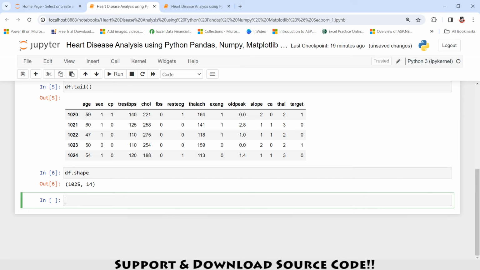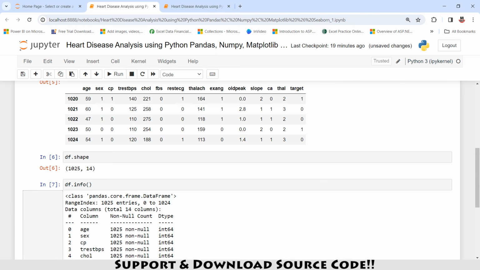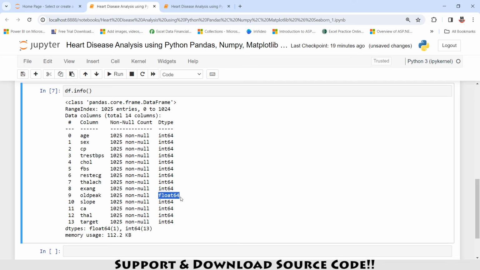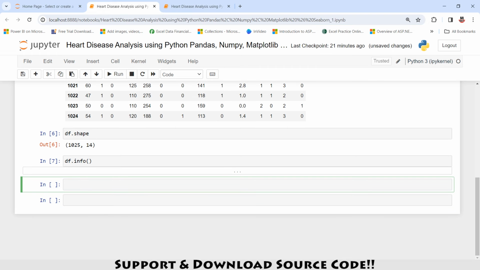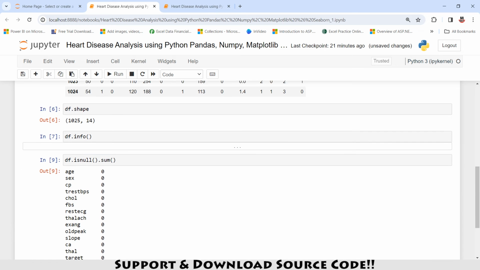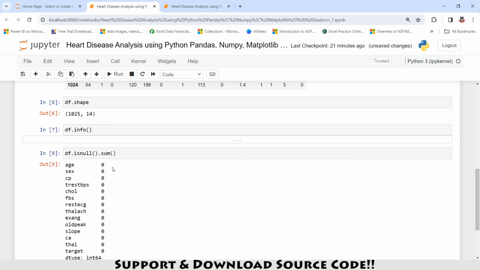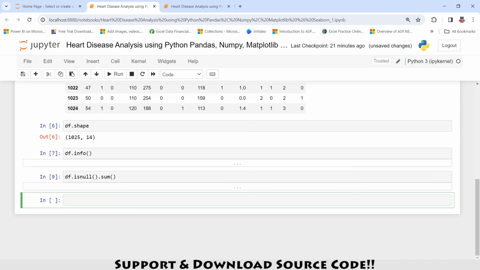We get information about our dataset such as data types and the presence of missing values. So for this I will be typing df.info, and if I press shift enter from my keyboard, it is giving me the data types, int, this is my float, and it is also showing I don't have any null values in this dataset. Now we check for any missing values in our dataset and count them. I will be typing df.isnull().sum, and if I press shift enter, it is showing I don't have any null values in this dataset.